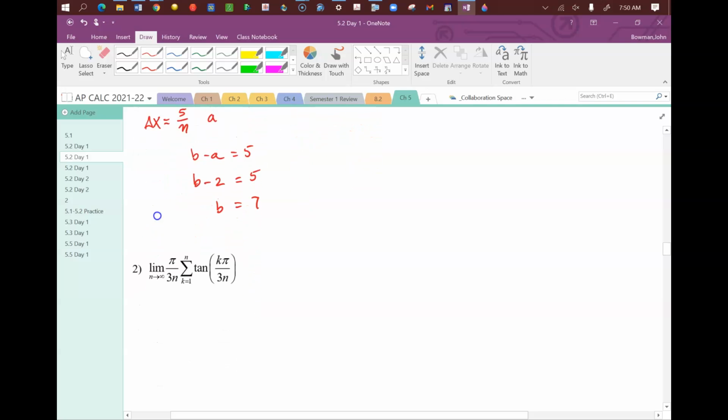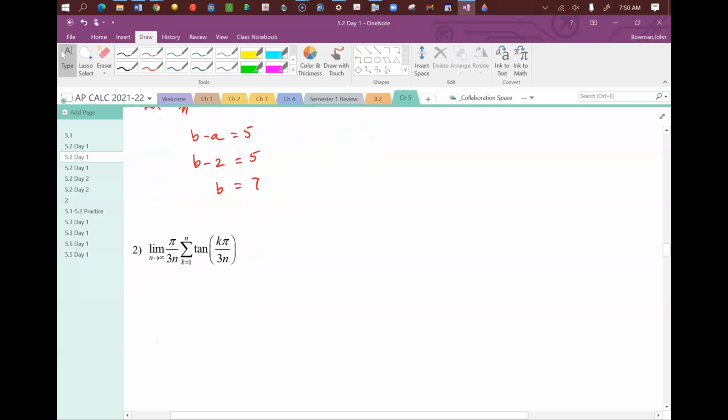And the last one is even rearranged in an even stranger way. This pi over 3n could actually be put back in there, and pi over 3n could be written as pi over 3 over n. So our b minus a over n is equal to pi over 3 over n, or b minus a is equal to pi over 3.